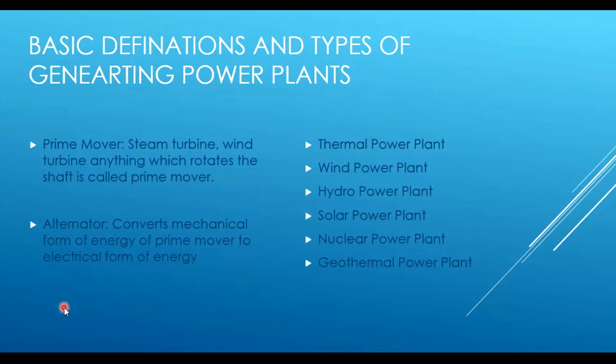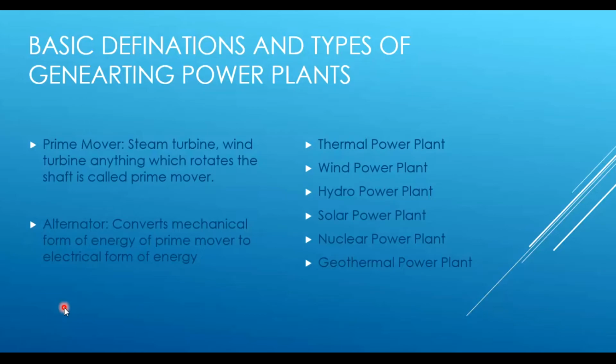So what is an alternator? It is a part of the power system that converts the mechanical form of energy of the prime mover to electrical form of energy. Like in a thermal plant, we use a steam turbine as the prime mover. That is directly coupled with the alternator in order to rotate the shaft and generate electricity in the alternator. We will discuss this further in the next videos.